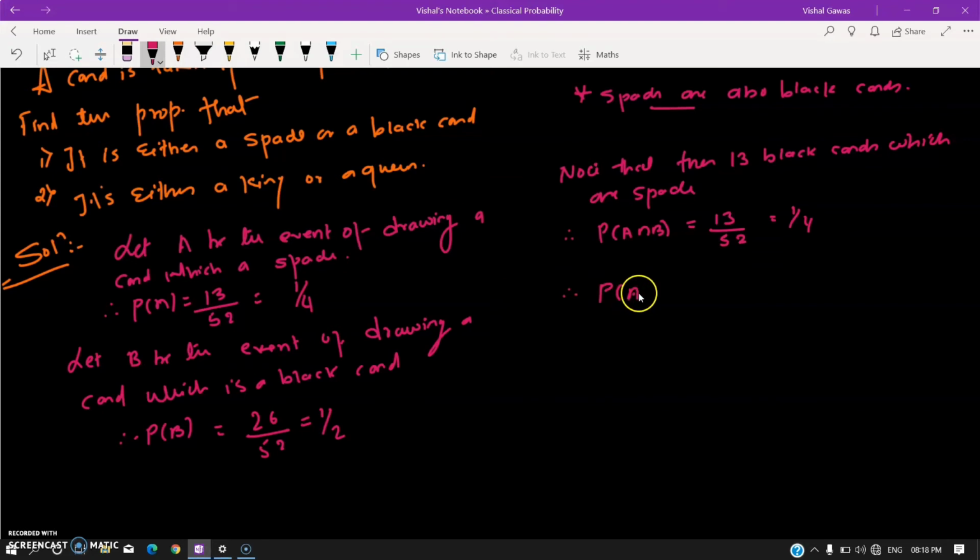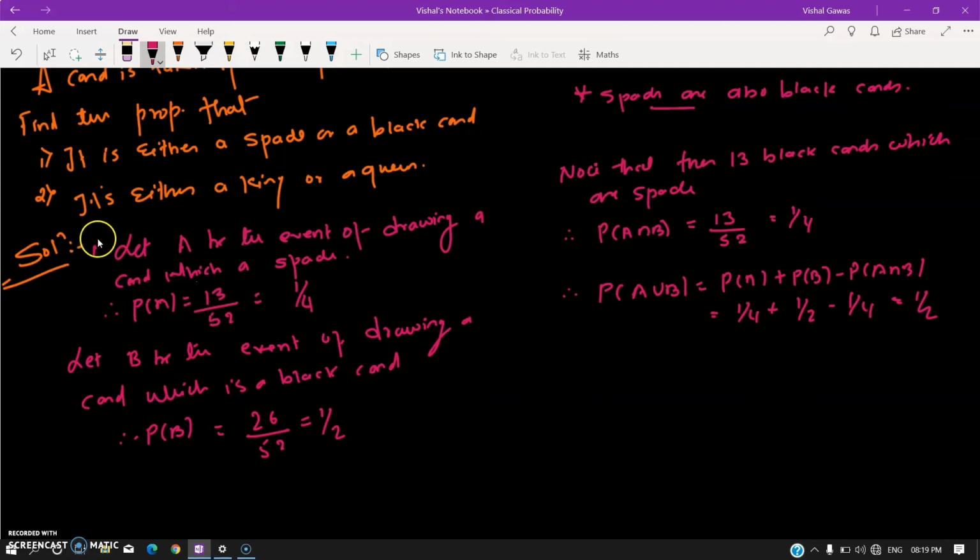Therefore, the probability of A union B, that is, the probability that A or B happens, is by formula the probability of A plus the probability of B minus the probability of A intersection B. This is 1 over 4 plus half minus 1 over 4. So this is exactly half. You can see that whatever card you're choosing, red or black, it is exactly equal to half.